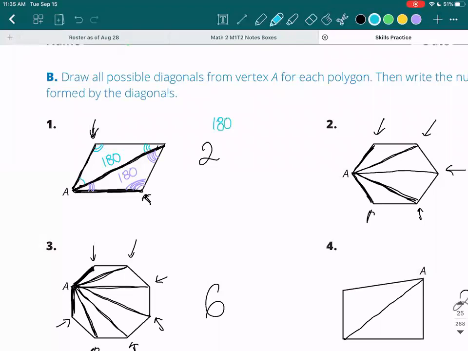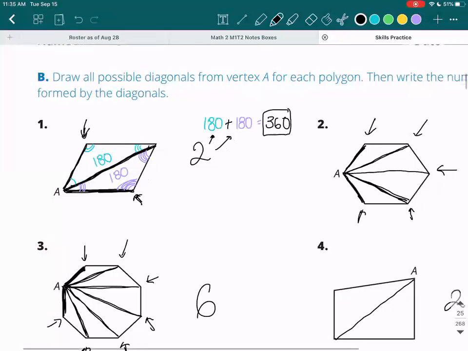180 plus 180 equals, what does it equal? 360, yes. And so for the first problem, for this quadrilateral, the sum of all the interior angles will be 360, okay? It's because we added two triangles together. All right, let's do number 2.